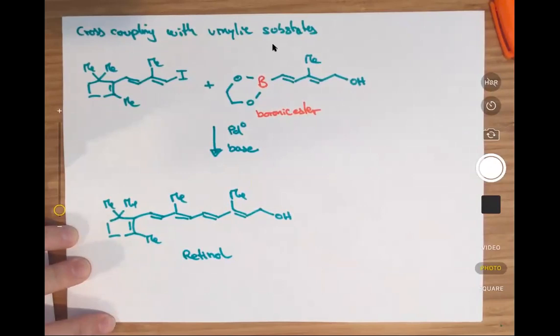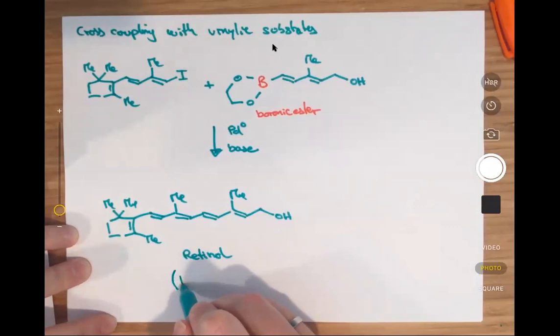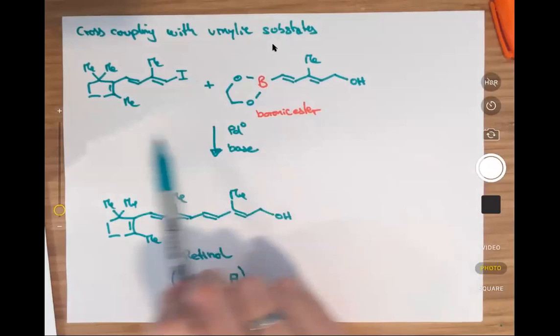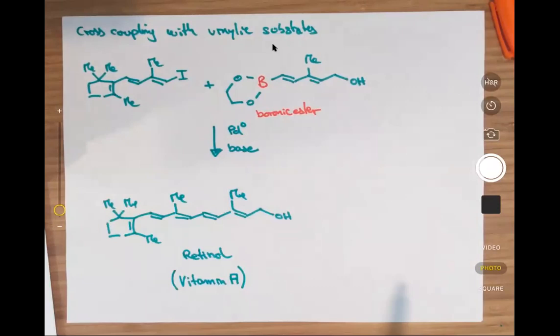And in the industry, you usually see this as vitamin A, right? And this is actually done on an industrial scale with this palladium cross-coupling chemistry from these fairly simple, easily accessible precursors. And it's very neat that it allows you to do this cross-coupling here. You need very little palladium, and these starting materials are readily accessible.